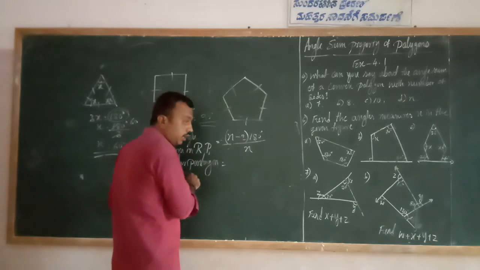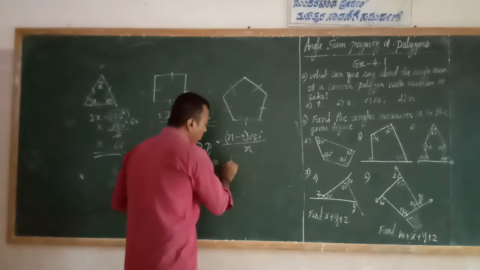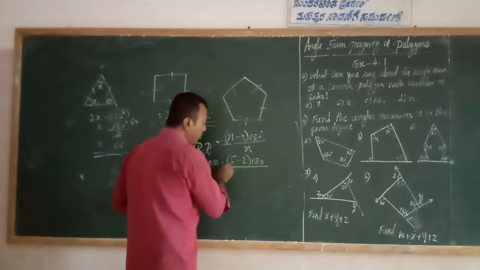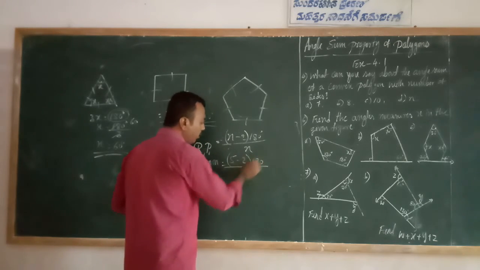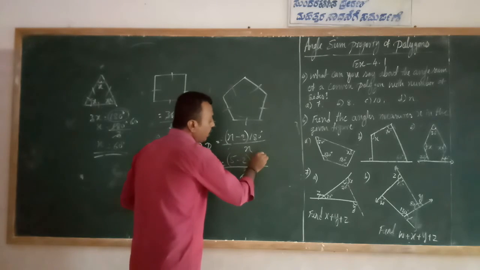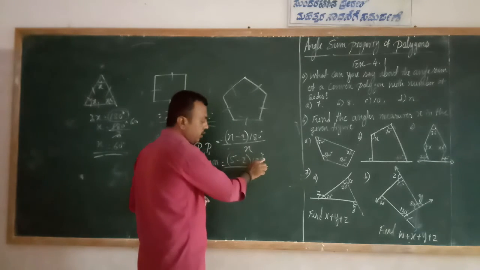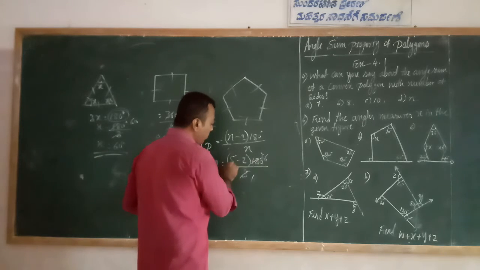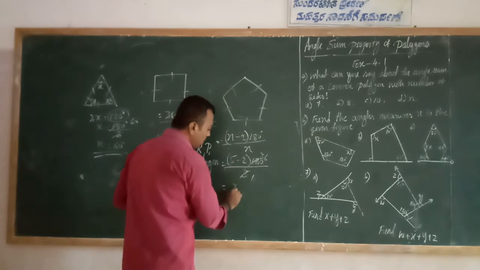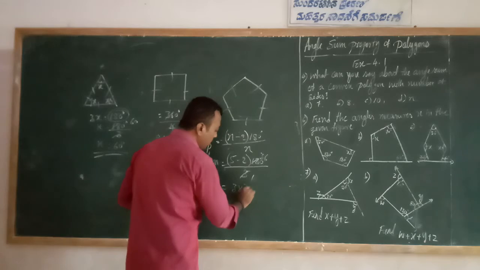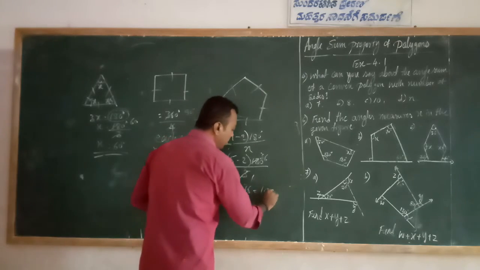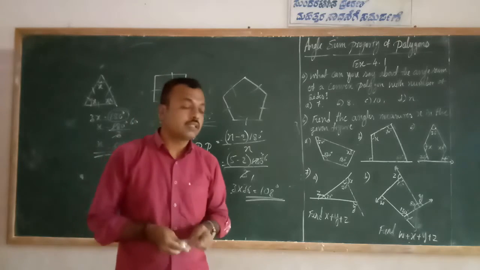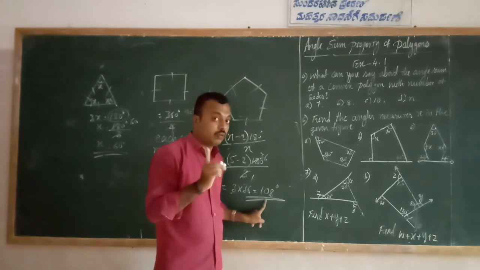You have to calculate each angle. So n is equal to what? 5. In a pentagon, how many sides? 5. So (5 minus 2) into 180 whole upon n, where n is equal to 5. 5 ones are 5, 5 threes are 15, remaining what? 30, 5 sixes are 30. So it becomes 36. 5 minus 2 is 3, 3 into 36 is 108. Therefore, in a regular pentagon, each angle measures 108 degrees.